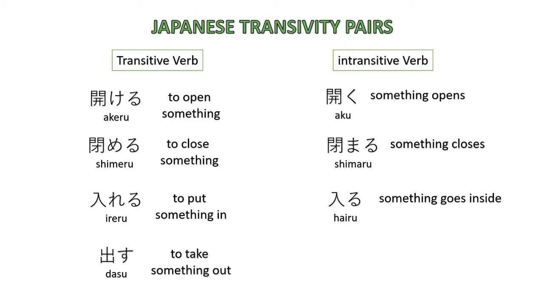Dasu, to take something out. So for example, I take the garbage out. So we use dasu there, while its intransitive counterpart is deru. So something goes out. For example, the dog goes out. You did not bring the dog out. The dog just went out. So in that sentence, we use deru and not dasu.